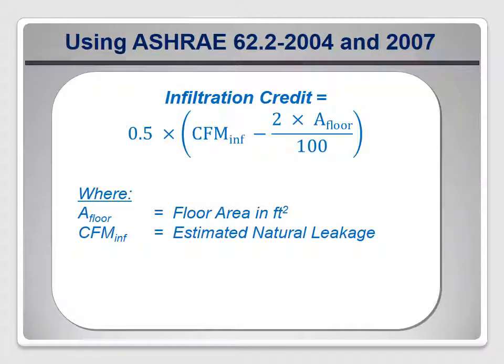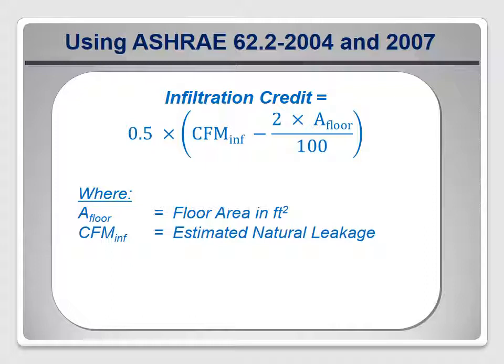The infiltration credit in these standards is fairly complicated. Take a look at the equation. You can state it in words the way the standard does. When infiltration has been measured in excess of the standard credit of 2 CFM per 100 square feet, the required ventilation rate can be reduced by half of the excess. That's what the equation does. It looks at the infiltration rate estimated from the blower door test and subtracts the standard credit of 2 CFM for every 100 square feet of floor area. That gives us the excess infiltration. Then it multiplies the excess by 0.5.